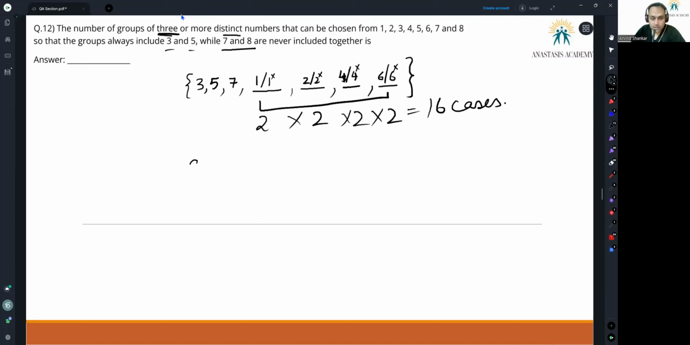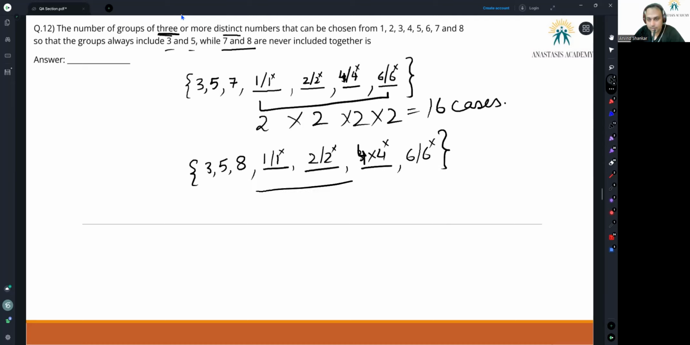Next case would be 3, 5, 8, 1 or 1 not included, 2 or 2 not included, 4 or 4 not included, and 6 or 6 not included. Again, hopefully you can see you did not really need to write down this case. This is identical to the previous one. You will also get 16 cases here.